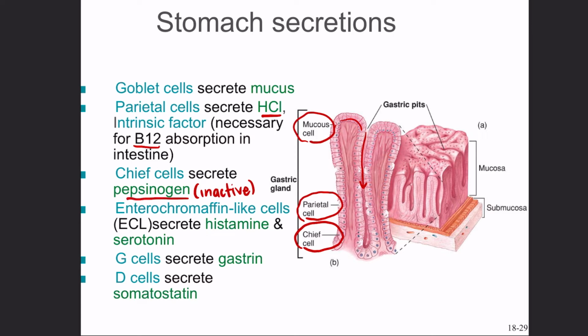And then there are 3 other types of cells. ECL cells secrete histamine and serotonin. We'll talk about ECL cells in a second. G cells secrete gastrin, which is a hormone, and D cells secrete somatostatin, which is another hormone.